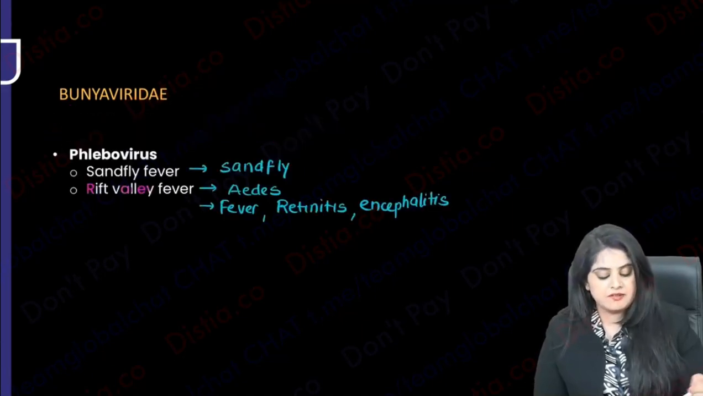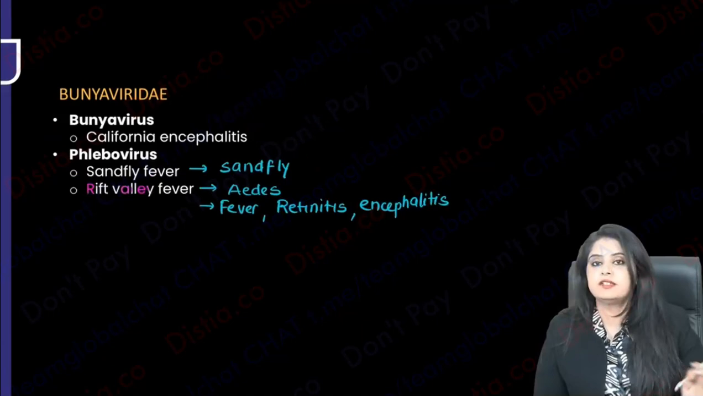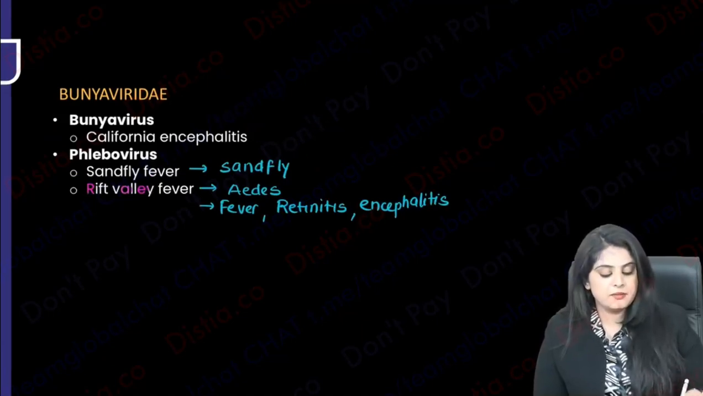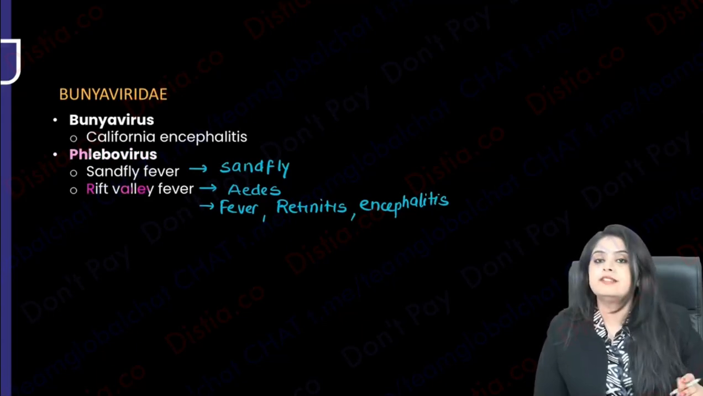The next member that we have in this family is the Phlebovirus. What all do we have? Phlebi has a slight F sound, so sandfly fever or Rift Valley fever.